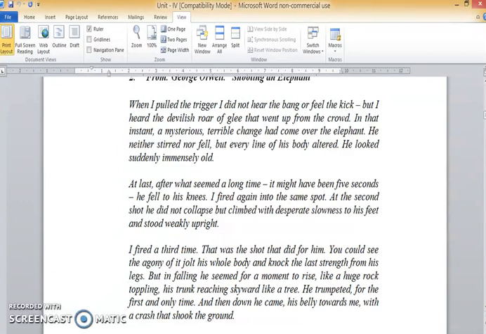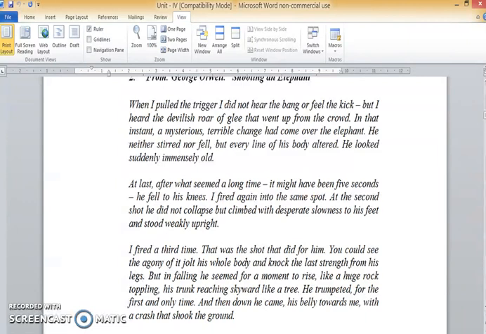Look at the third paragraph. I fired a third time. So it talks about how changes are taking place. Now, transition phrases would be phrases like this at last, all right? Or you can also find that was the shot that did him. All right, so they actually tell us that you are moving from the first one to the second one. Or at the second shot, it is a transition. Transition means that you are moving from the first point to the next one.